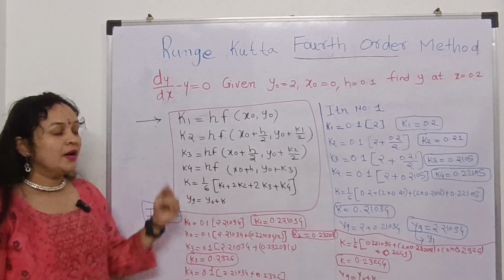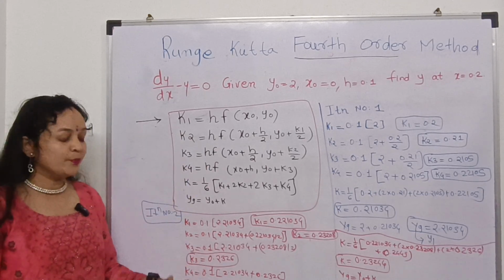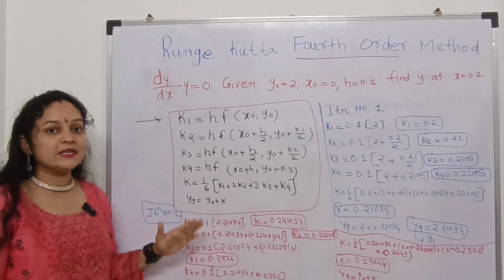With respect to the Runge-Kutta fourth order method, because here you are supposed to calculate only n equal to 2.